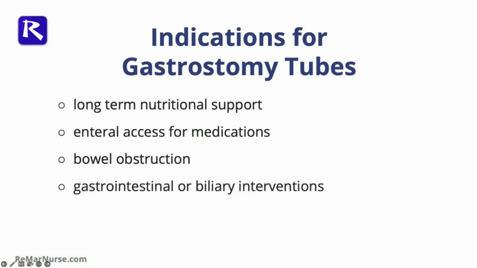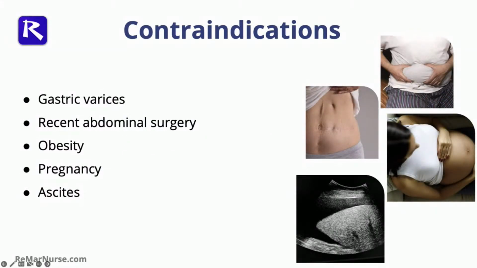And we are always considering when it is good for the patient, but we also have to consider when maybe this gastric tube is not good for the patient. So if the patient has these conditions, then the gastric tube may not be great for them. So gastric varices, when a patient has varices, it is going to increase their risk for what? It is going to increase their risk for bleeding.